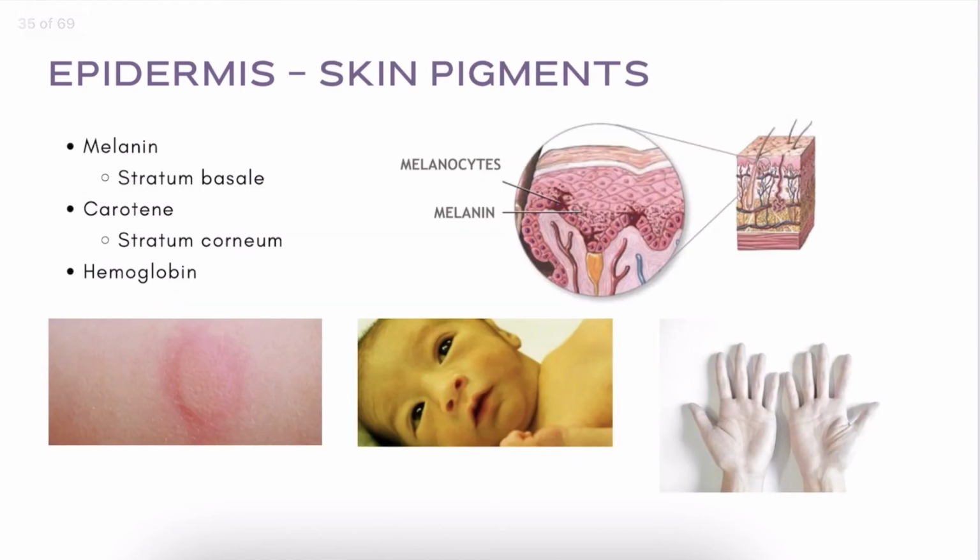Next, we have skin pigments under the epidermis. We have melanin, which is produced by melanocytes in the stratum basale. Another common form of melanin is pheomelanin, which is a red-brown polymer of benzothiazine, largely responsible for red hair and freckles.